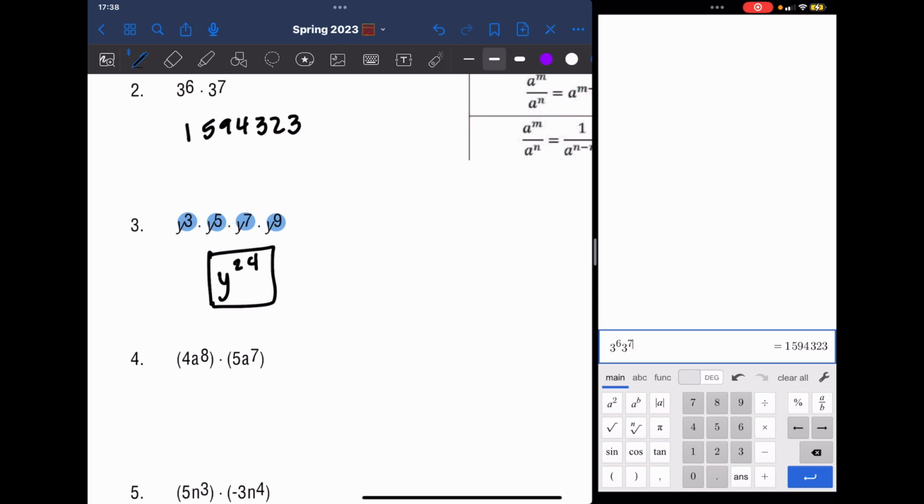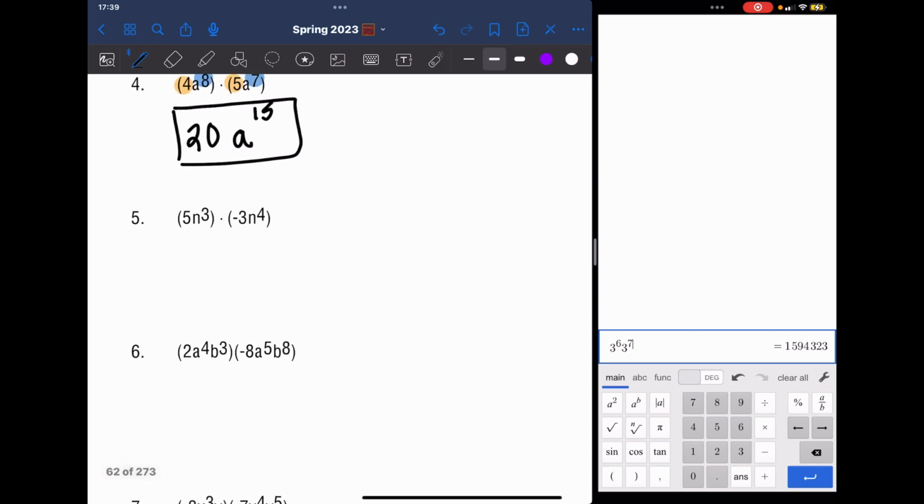Now with this one, you're going to multiply what looks the same. We're going to multiply the 4 and the 5. We're going to call this the coefficients, and then we're going to add the 7 and the 8. So we're going to say 20 base A raised to the 15th power. Remember that 15 only goes to the base A.